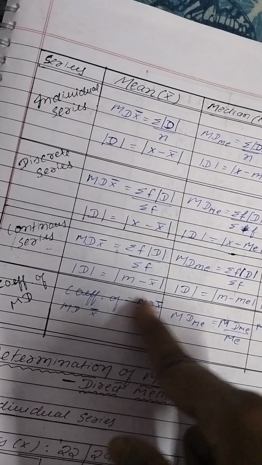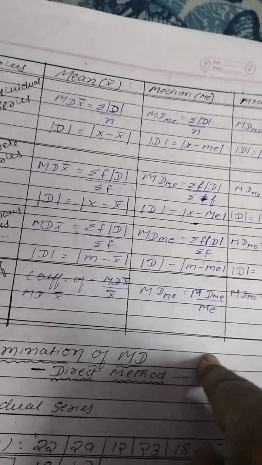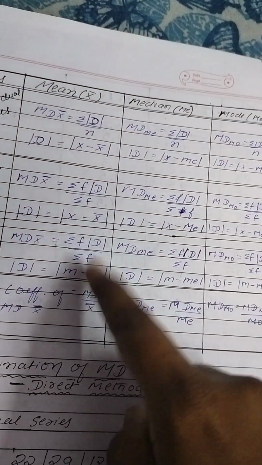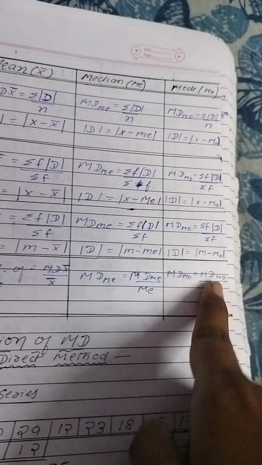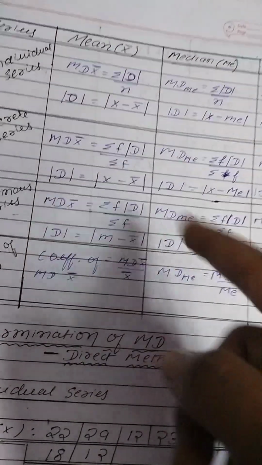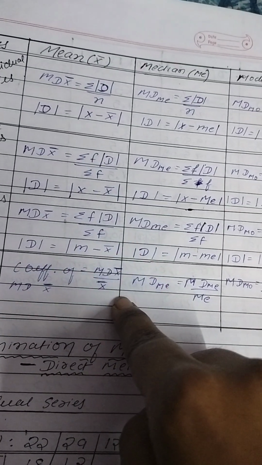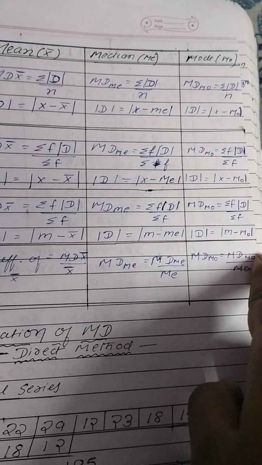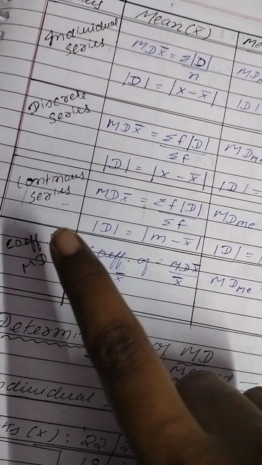So the coefficient of mean deviation is MD by x bar. In order to calculate any kind of coefficient or relative value, you have to write the mean deviation and then divide it by the mean, median or mode, whichever average the deviation was calculated from. Whatever mean deviation we calculate, we divide by the actual mean, and similarly in the median and mode. This is how you can calculate the coefficient of mean deviation.